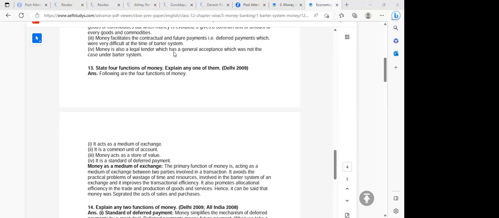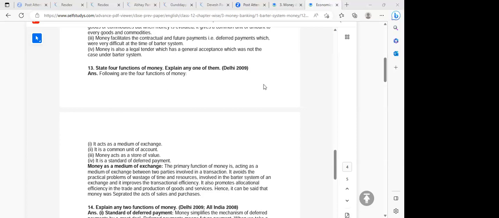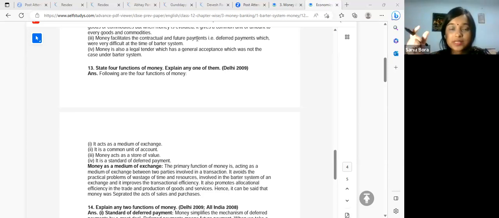Ma'am, are common unit of account and measure of value the same? Yeah, same. Measure of value means that it has a unit, right? For this particular mobile phone, you need to pay this unit, 10 units, 30 units, like this. So measure of value and unit are basically the same thing.